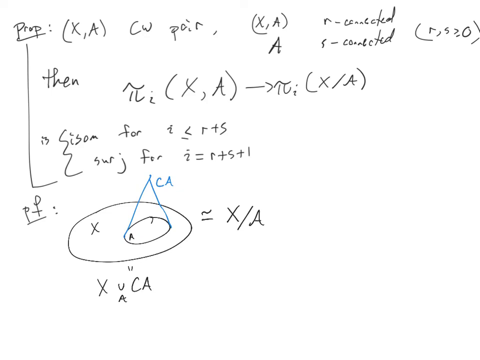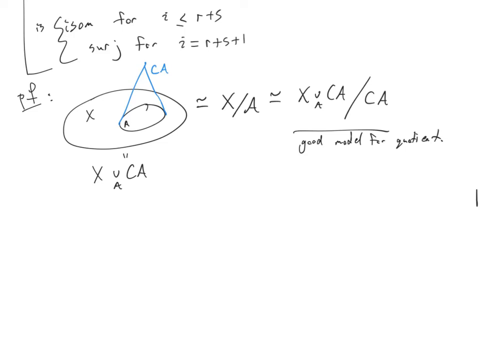Maybe you should see this as being X union A of the cone on A, mod the cone on A. So even if A is not a CW space, but X is relatively CW to A, this ends up being a good model for the quotient, i.e. the cone on A is a closed inclusion inside of X in this case. Anyway, what does this tell us? Well, we should look at the map from pi I of X relative A. I'm cutting away A, so I'm decomposing X union the cone on A into the cone on A union the X.